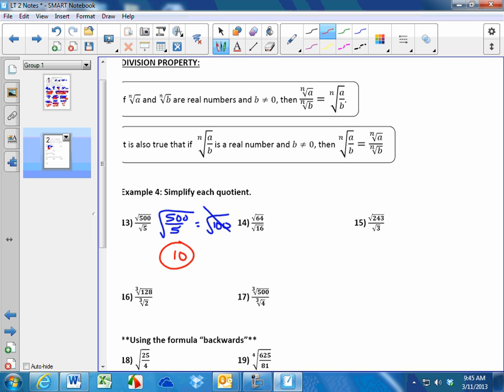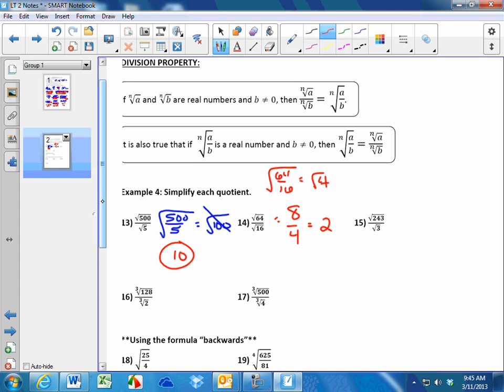Number 14, we don't even need that property, although it would work. We recognize the square root of 64 and 16. Those are both perfect squares. So the square root of 64 is 8, and the square root of 16 is 4. So this reduces to 8 divided by 4, which is 2. Now, it would have worked if you'd taken the square root of 64 over 16, because you would have gotten the square root of 4, which is 2. So it would have worked either way.